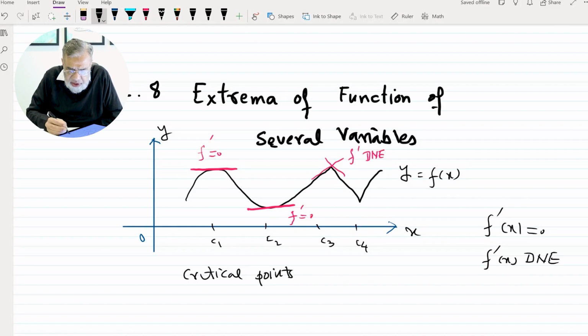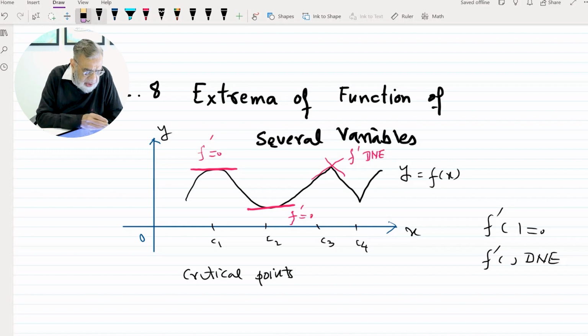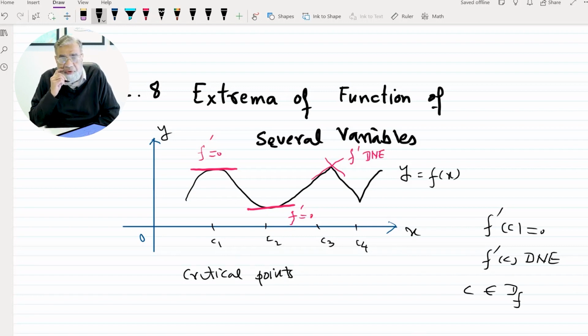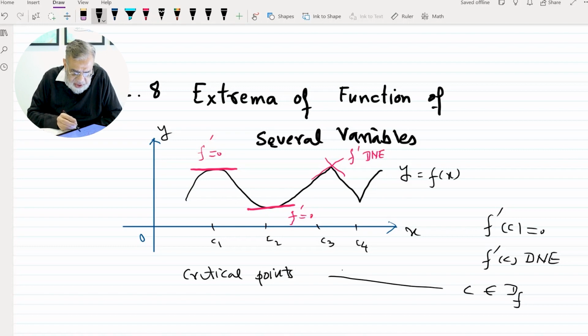There are 2 points. We say here f'(c) equals 0, and we just replace x by c, and then we put a condition on c, that c is in the domain of the function. If it's not in the domain of the function, then we don't discuss it. If it is in the domain of the function, then we say c is our critical point. So we get the critical points in the domain of the function by finding the derivative and putting it equal to 0, and then to discuss the maxima and minima, we use the first derivative test and the second derivative test.